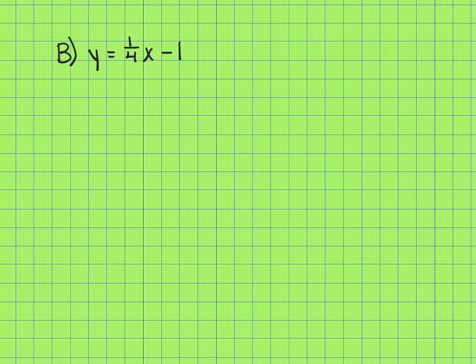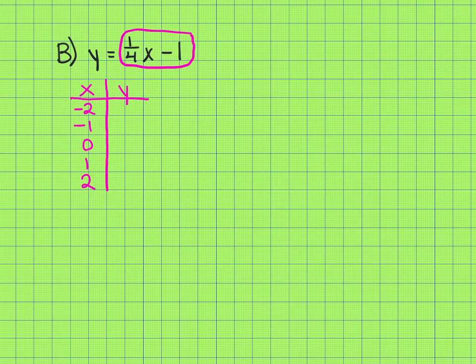Equation B, y equals 1/4 x minus 1. And we'll start by making a table of values. So I chose -2, -1, 0, 1, and 2. So we have some negative, 0, and some positive x values. And then we just plug them into our equation to figure out what y is. So remember, y is equal to 1/4 x minus 1. And we're just going to plug in our x value each time and say 1/4 times that x value and subtract 1. Now, we can do this on a calculator fairly easily.